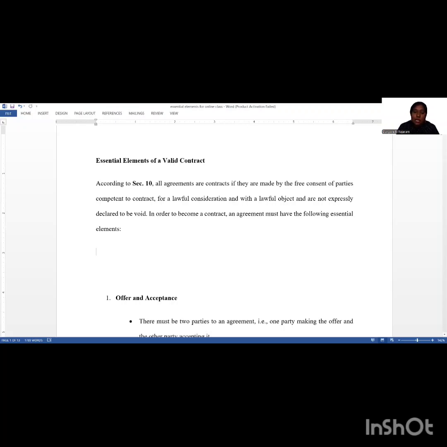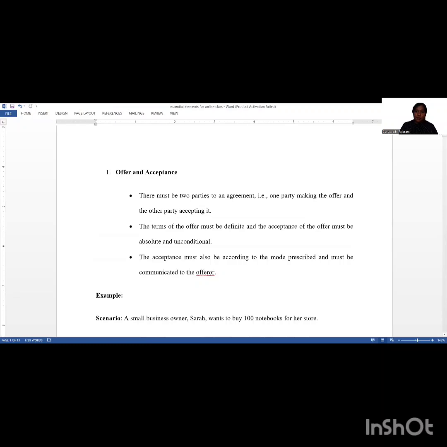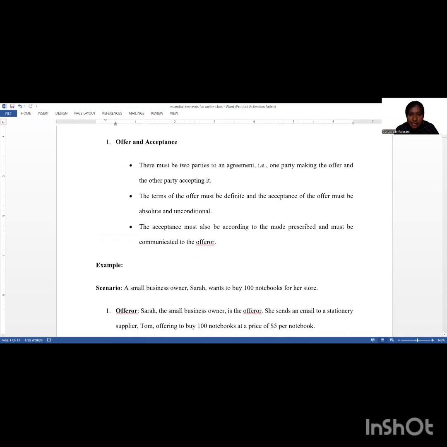Now let us see what are the essential elements we have in a valid contract. The first one is offer and acceptance. What is an offer? There must be two parties to make an agreement. One party will be making an offer, and the other party will be accepting. It's a very normal thing. That is what an offer and acceptance is. Let us see the example.